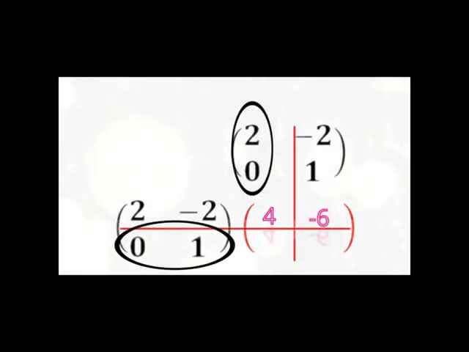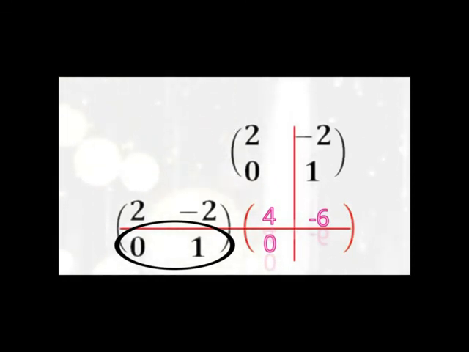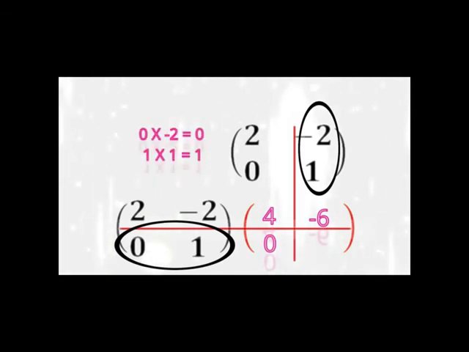Now we move on to the second row. We multiply the second row with the first column. 0 times 2 equals 0, and 1 times 0 equals 0. 0 plus 0 equals 0. You put that number in that position. And then we multiply the second row with the second column. 0 times negative 2 equals 0, plus 1 times 1 equals 1. 0 plus 1 equals 1, and 1 goes to that position.